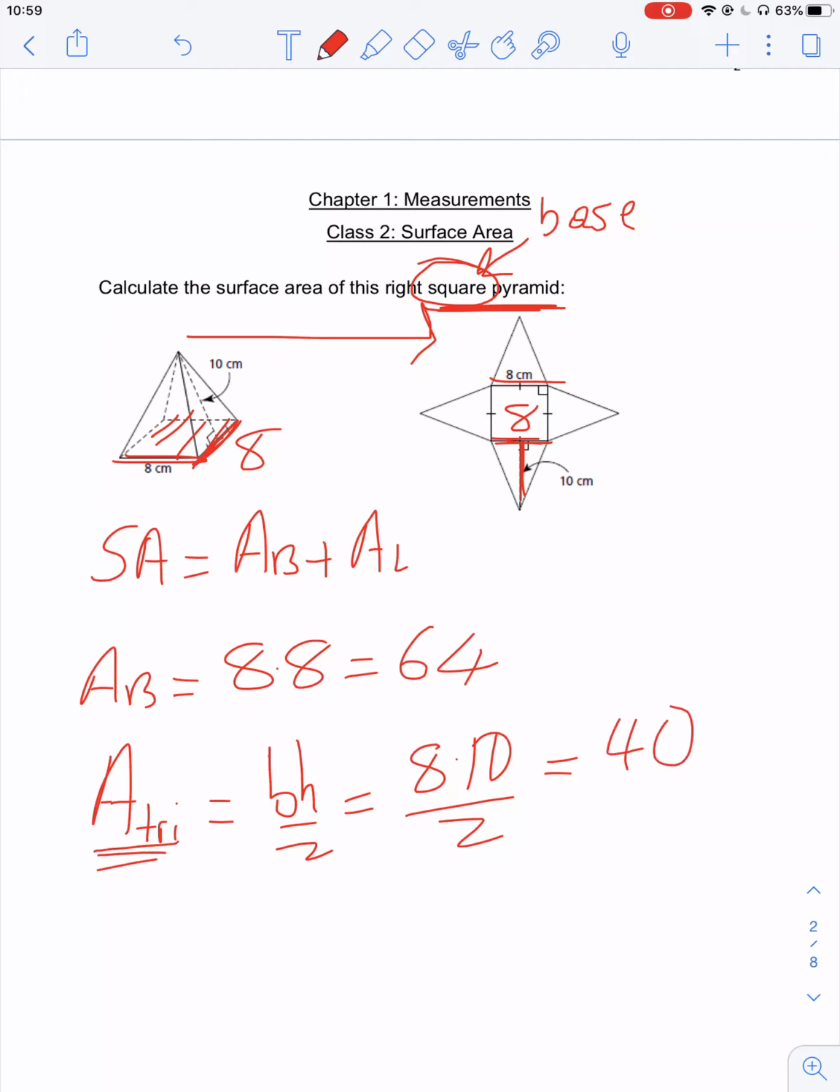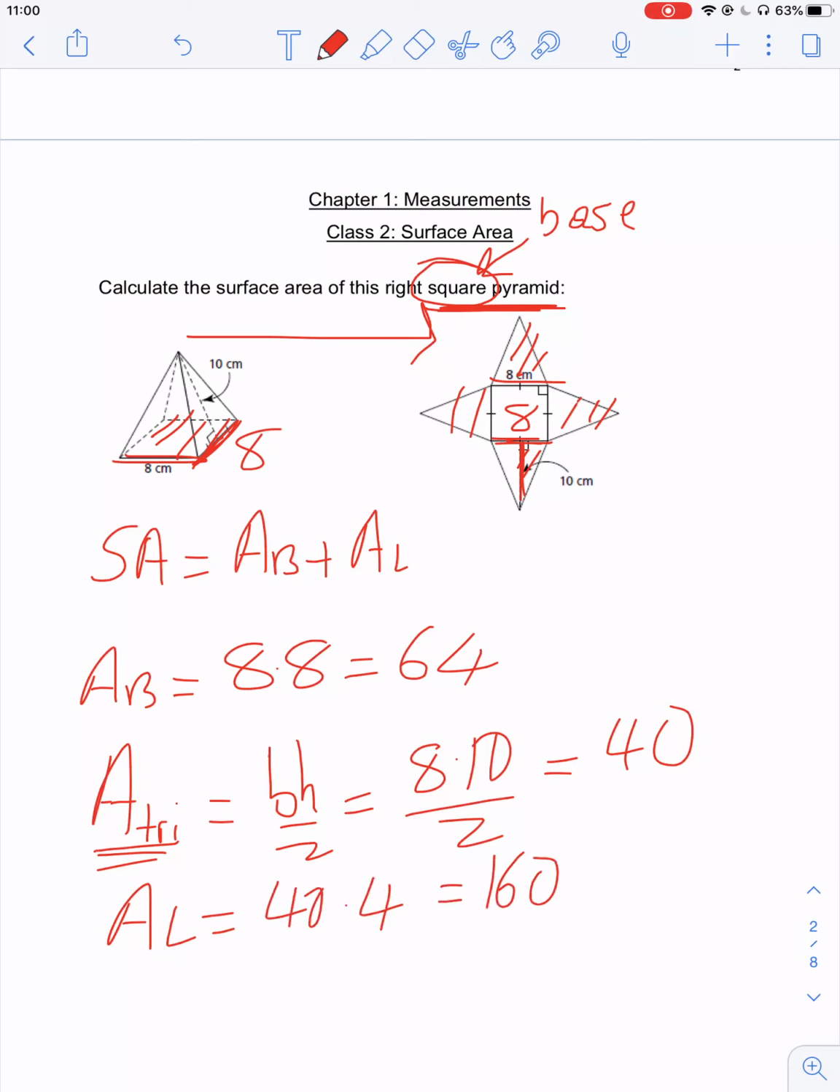It's not AL, okay? AL is actually equal to, because I have 4 triangles, 1, 2, 3, 4, I'm going to have to multiply 40 by 4, which gives me 160. And now I have everything, okay? So as you can see, guys, I'm not putting the units in because I usually put my units in for my final answer only. But if you would like to add your units for everything, you could do so. I am not going to be picky, but I'm going to be picky when you write your final answer.